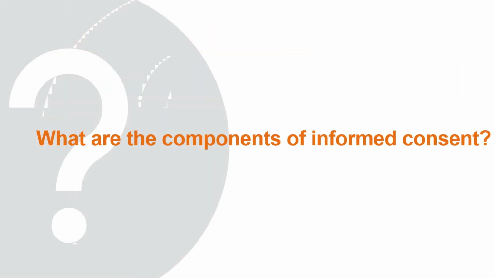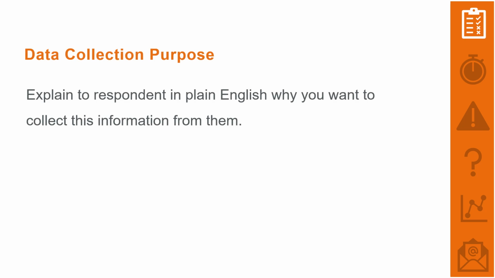So what are the components of informed consent? The following items should be written into your consent script, which should be presented to each participant or respondent in full as you begin your data collection. First is the data collection purpose, which is where you explain to a respondent in plain English why you want to collect this information from them.